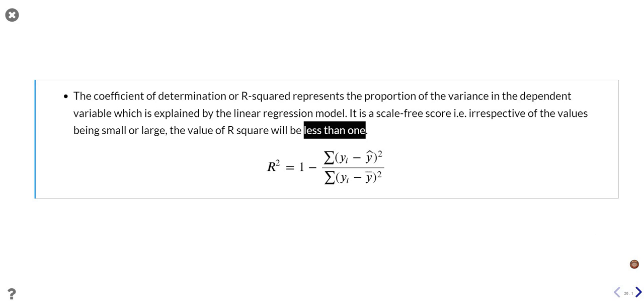This R squared value shows how well the independent variables in the linear regression model explain the variation in the dependent variable. So that is the R squared value. The desirable value should be closer to 1.